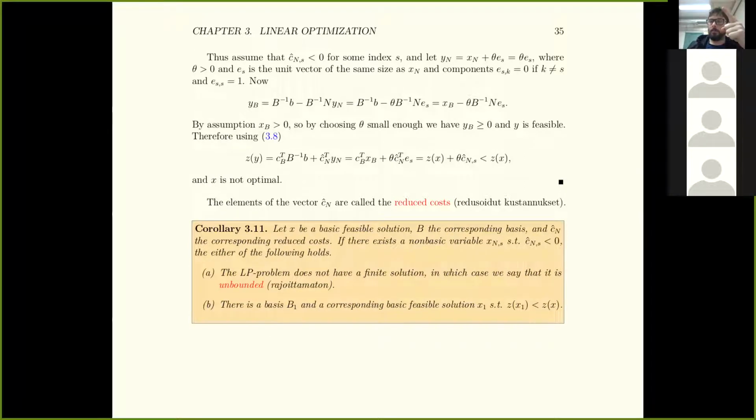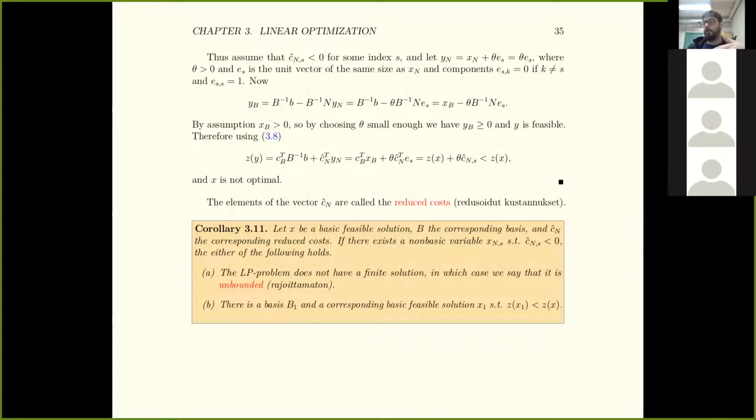Two, if we find a direction in which we can go infinitely far without any variable becoming negative, and the corresponding reduced cost component is negative, it means that the cost function can be made infinitely small. It's unbounded, and we can stop. We don't have to worry about it. The problem hasn't got any solutions.